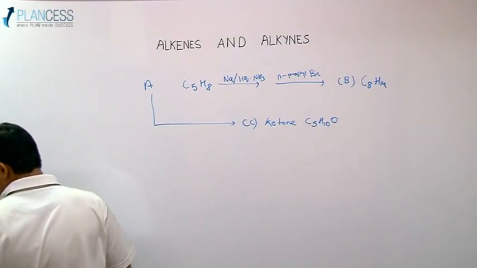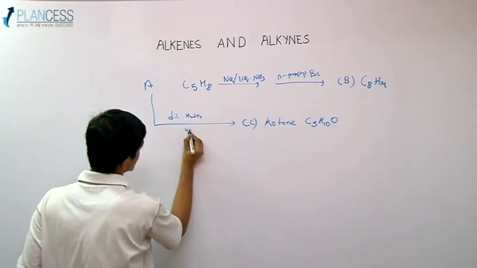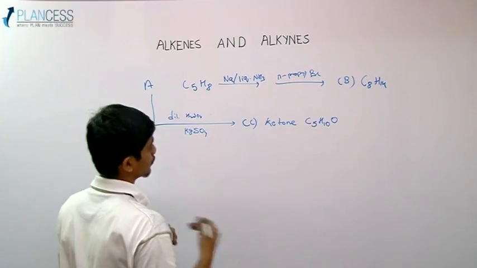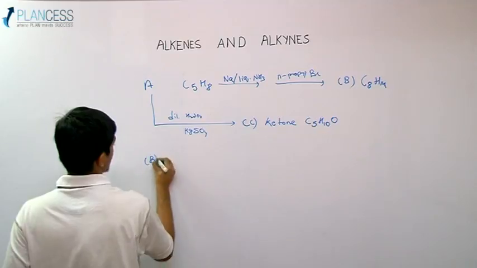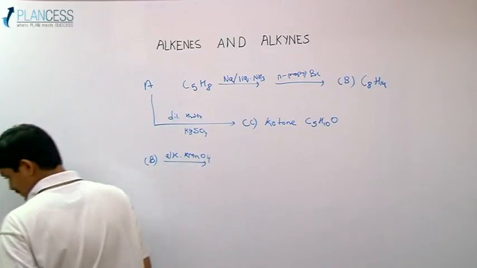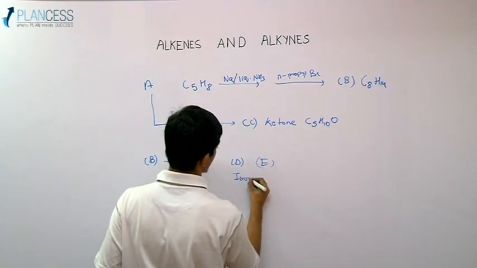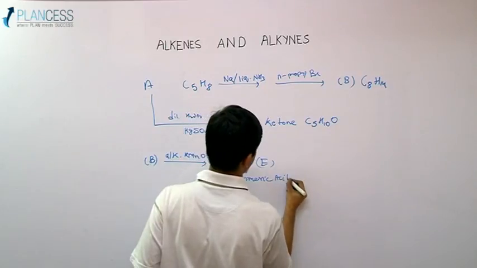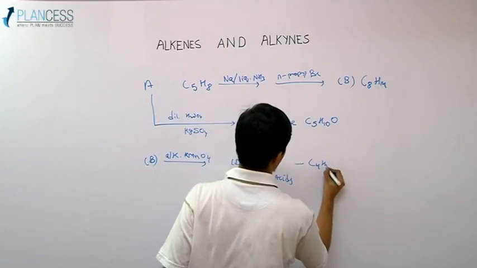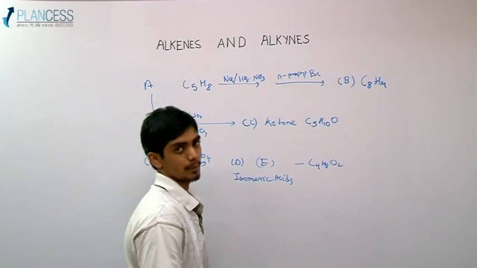Fine. When treated with dilute H2SO4 and HgSO4. Fine. Now B on oxidation with alkaline KMnO4 gives us 2 isomeric acids D and E. So the relation is they are isomeric acids. Fine. Then the molecular formula of the acids is also given, C4H8O2. Right. Now give the structures of A to E with proper reasoning.